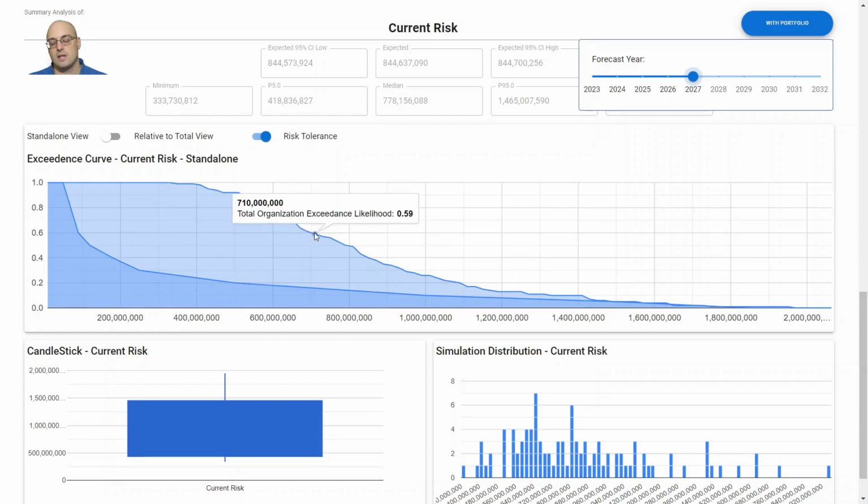However, it still seems that the exposure at the lower levels of the loss exceedance curve is still significantly higher than the risk tolerance itself. So, in other terms, there is still work to do for the risk teams.